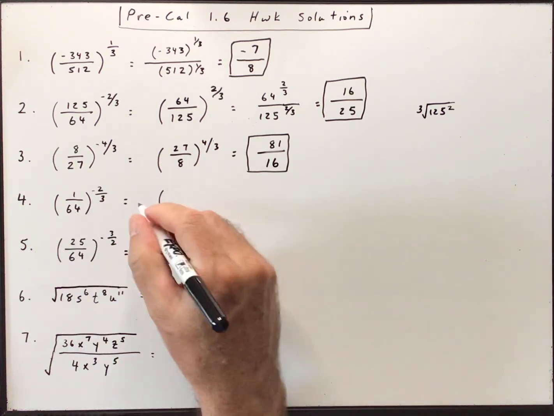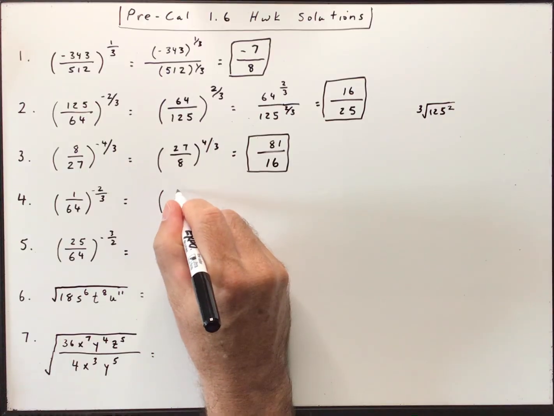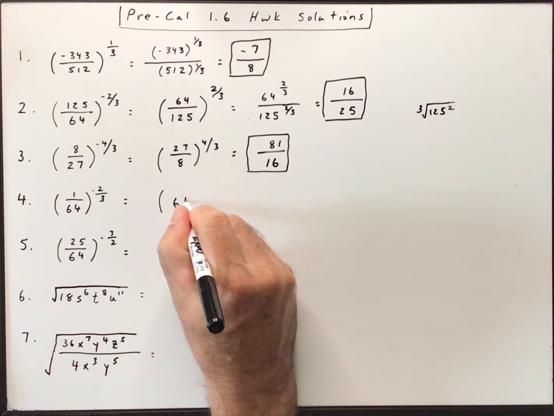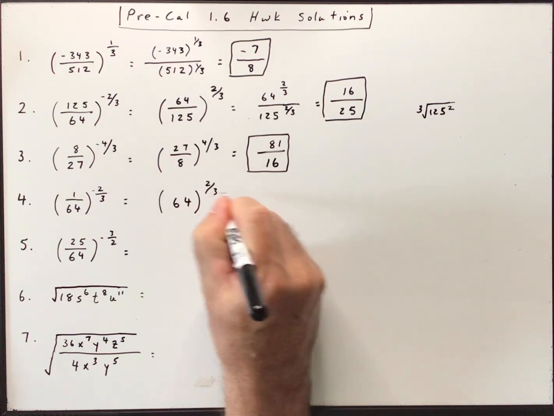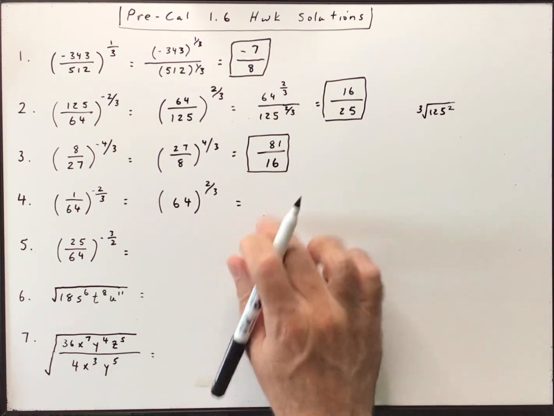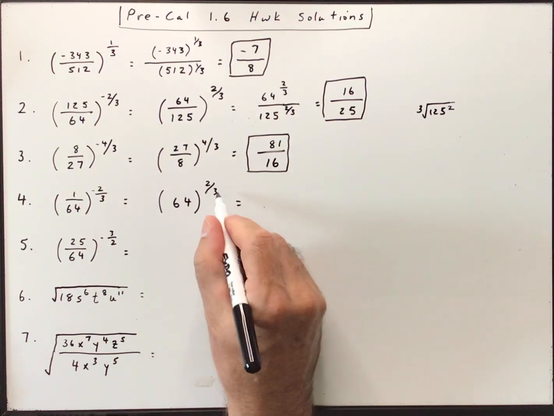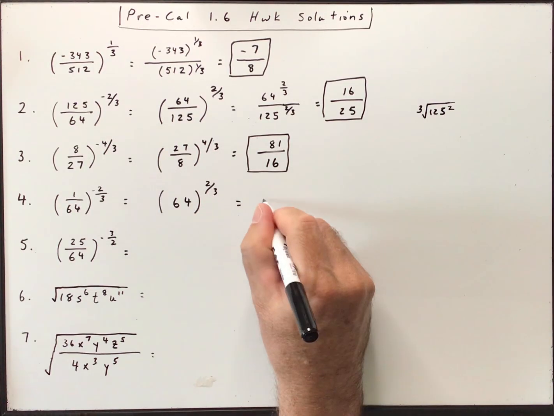All right, number 4, 1 over 64. I can make this 64 over 1, which is just 64, right? And then to the positive 2/3 power. Okay, so the cube root of 64 is 4, and then 4 squared is 16.